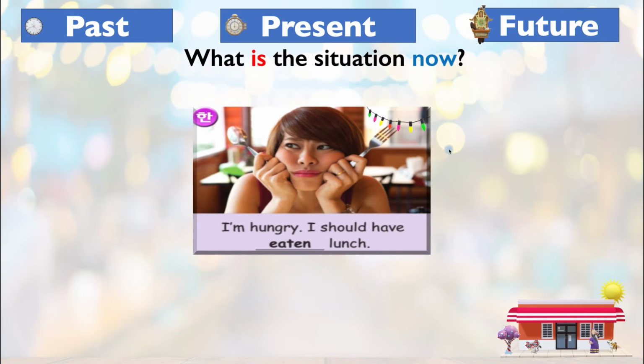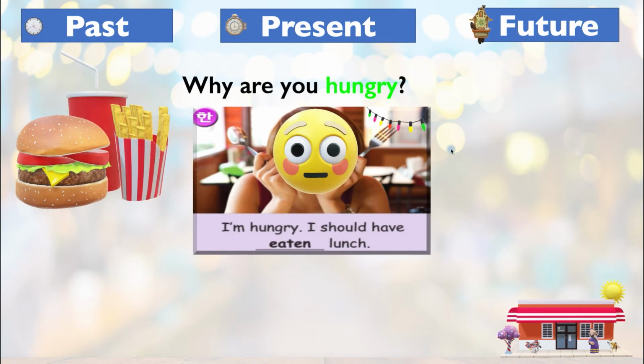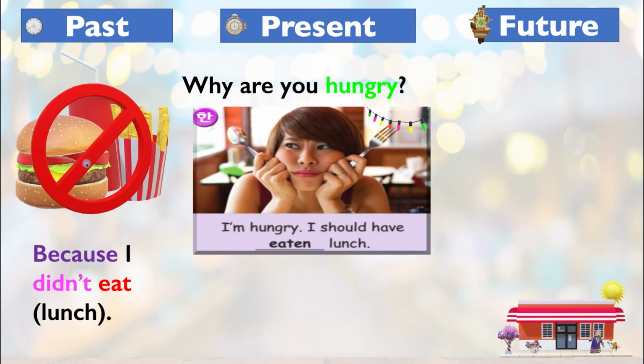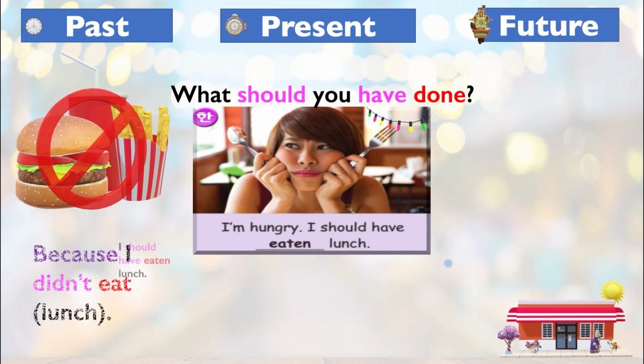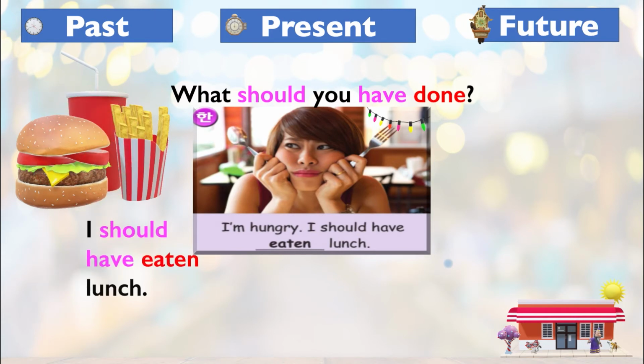What is the situation now? She is hungry. So I am hungry. Right? As we say, why are you hungry? Well, in the past, I didn't eat lunch. So the situation now is that if I could change the past, what would I have done? What should I have done? I should have eaten lunch.